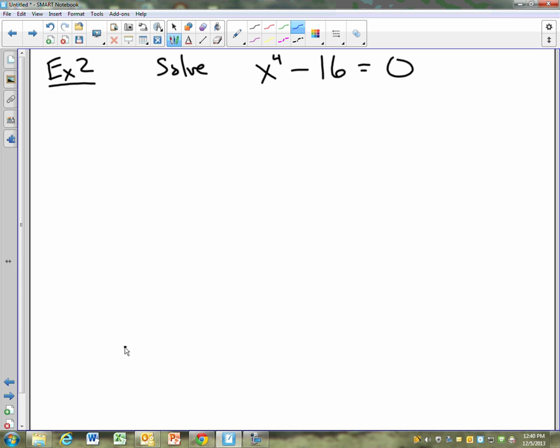x to the 4th minus 16. Does that factor? If it factors, just factor it, okay? You can use the rational roots theorem, try plugging in 1, 2, 4, 16, 8, and then the negatives. But if it factors, factor it. And it factors to x squared, and then what? Minus 4 and plus 4, because it's the difference of two squares, right?